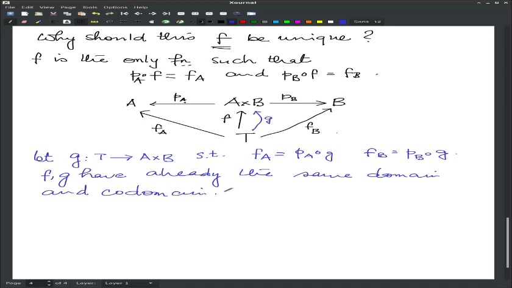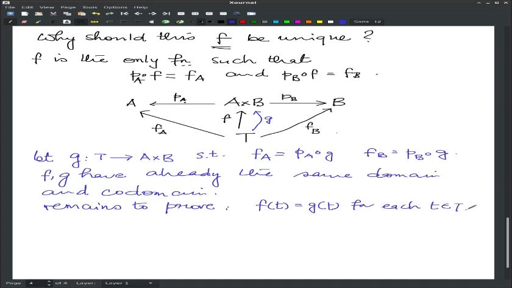So it remains to show that T is equal to GT for each T in T. If I have to show that they are equal, if I show this, it is enough, right? Clear? Yes, Doc, understand. Clear, Doc.